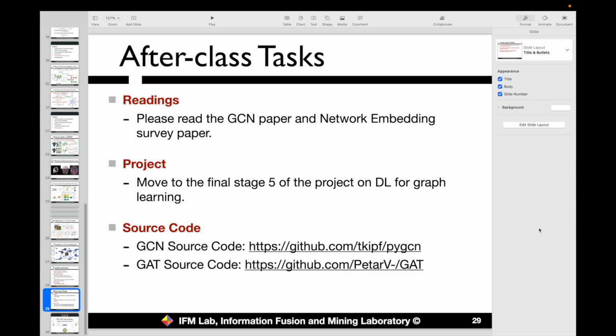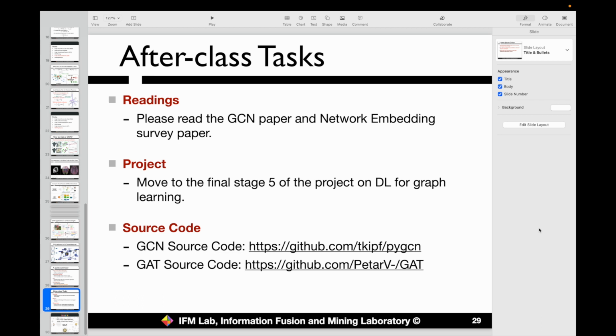So here is some tasks for you to do after class. For the readings, please read the GCN paper as well as the network embedding paper. Also, it's time for you to move to the last stage, stage 5, for the project on deep learning for graph learning. So the task to be studied for stage 5 will be node classification.